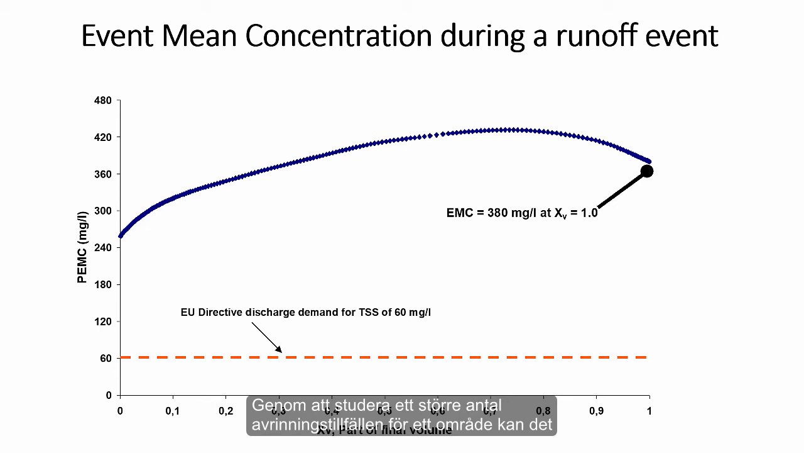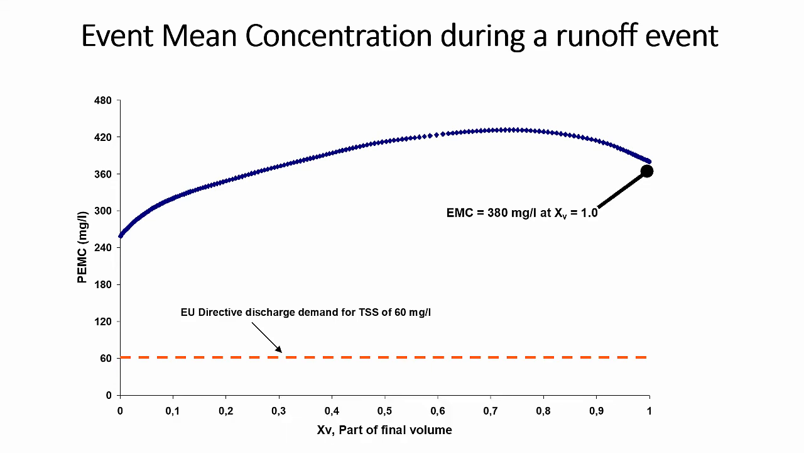So by doing this, looking at several runoff events, you can determine if there is a partial of the runoff volume that can be directly sent to the recipient. It all depends on what recipient you have. If it's 60 milligrams per liter, 100 milligrams per liter, 200 milligrams per liter, that can be allowed in the recipient where you're gonna discharge the treated runoff.